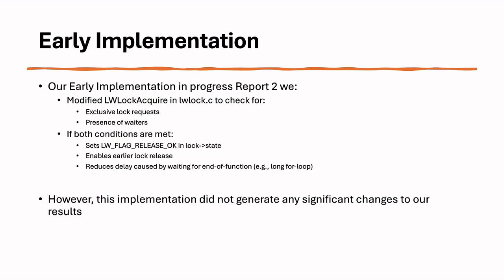Early implementation. Before landing on our final design, we first tried a more targeted fix by modifying the LWLockAcquire function, which is a lightweight lock acquire function, in lwlock.c. The idea was this: if there was an exclusively locked request and waiters were already present, we'd set a release flag early to free the lock sooner. This would avoid unnecessary delays at the end of long-running functions like for loops. Unfortunately, in practice, this didn't make much of a performance difference, but it gave us key insights that helped inform our more adaptive approach.